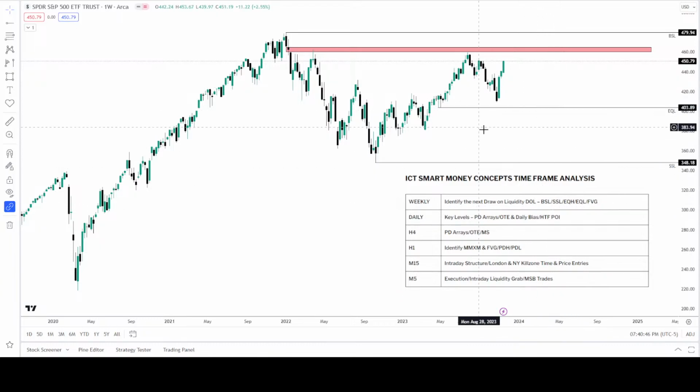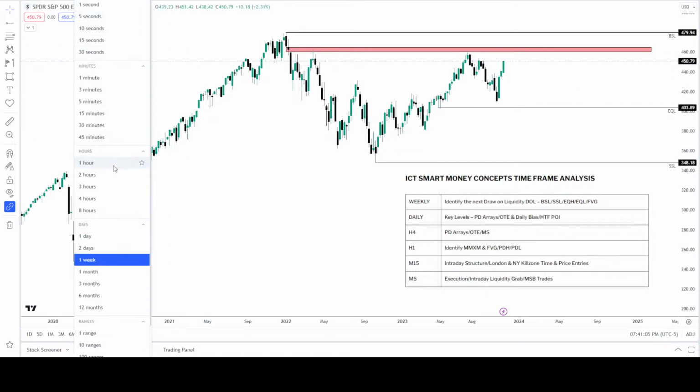So those are going to be our next draws on liquidity. Up into this fair value gap, down to this equal low, potentially all the way up to that buy side liquidity if it was to take out this fair value gap. Then we're going to be looking at our daily chart, our key levels, premium discount arrays, optimal trade entry, daily bias, high time frame points of interest. So we'll drop down to the daily chart.